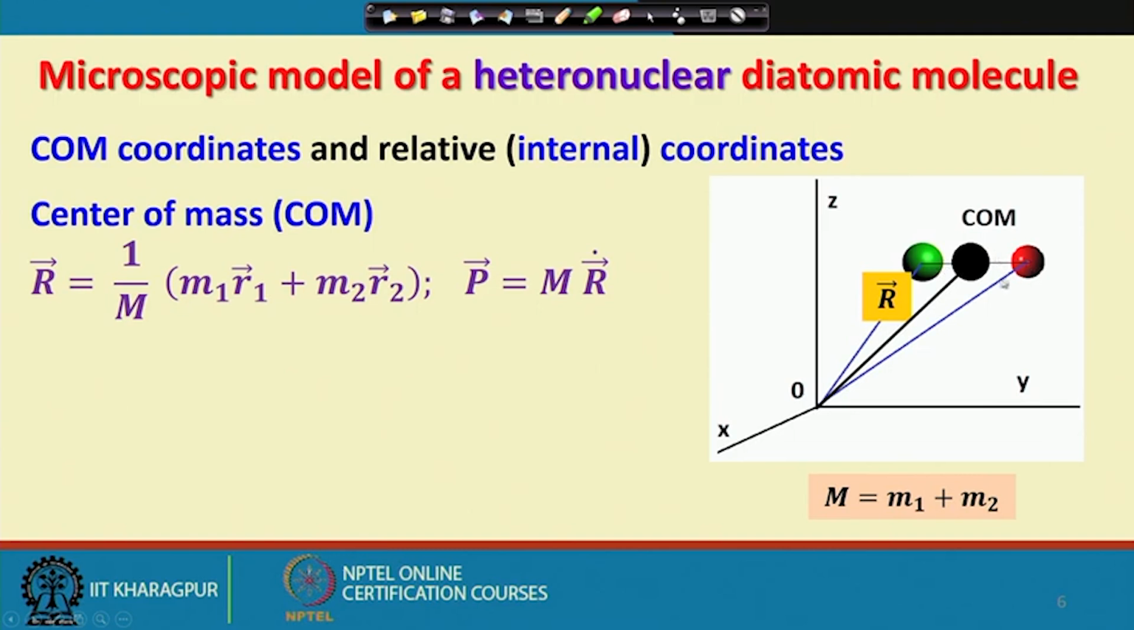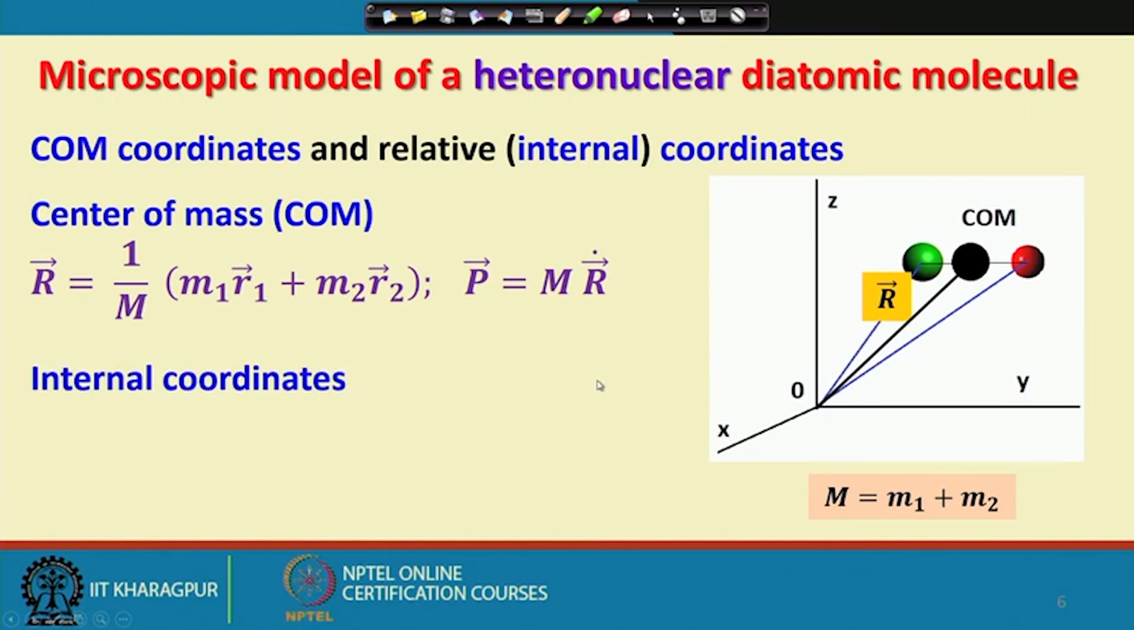And therefore, when this molecule moves, the overall translational motion can be seen in terms of the center of mass motion also. And then the center of mass will move with a momentum P, which is capital M into time derivative of this position vector capital R, which has been presented here as R dot.